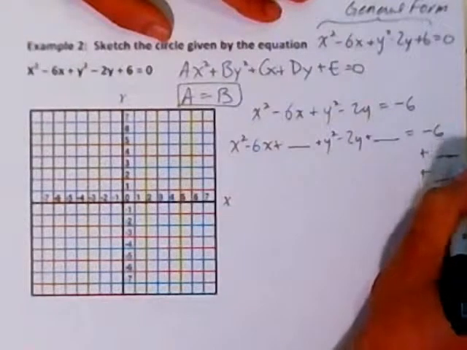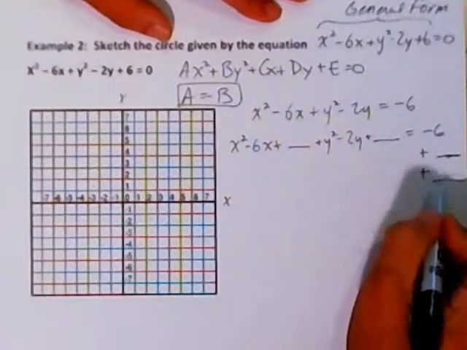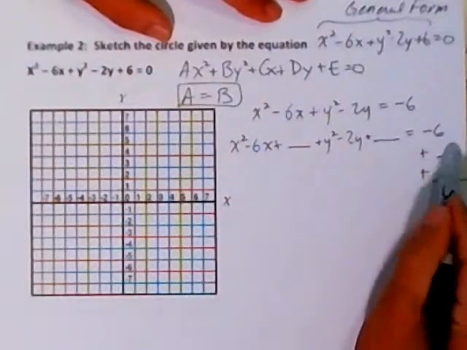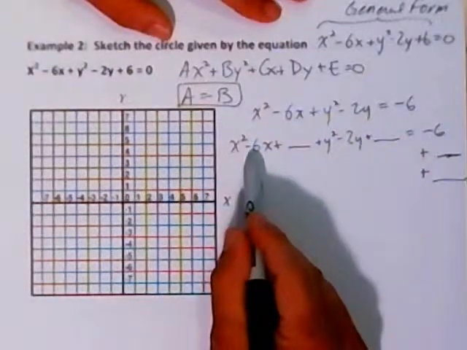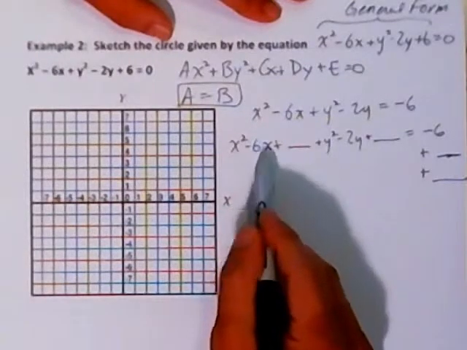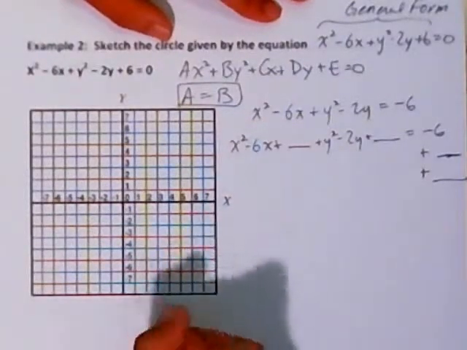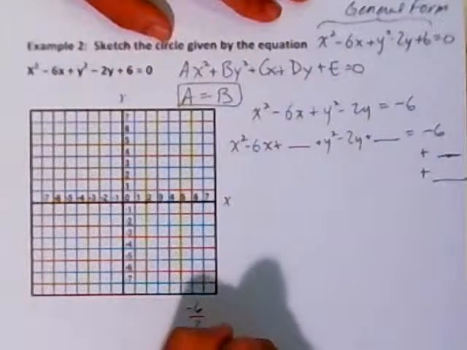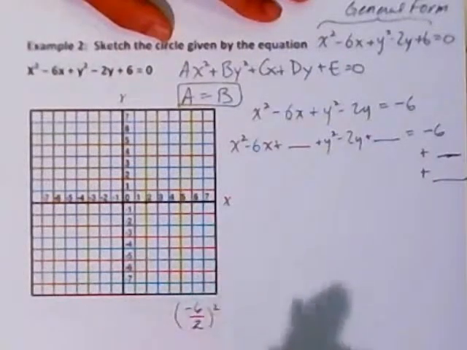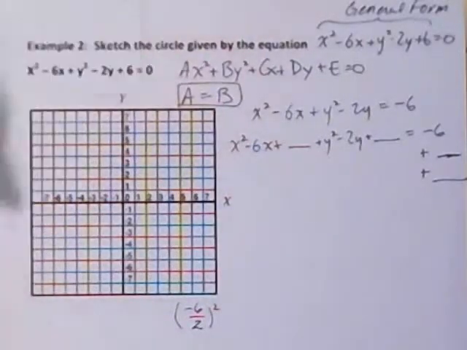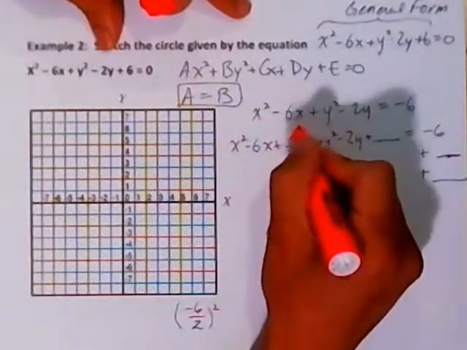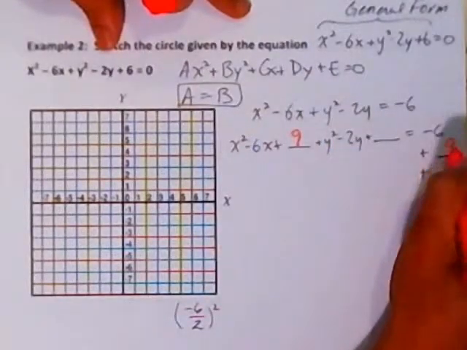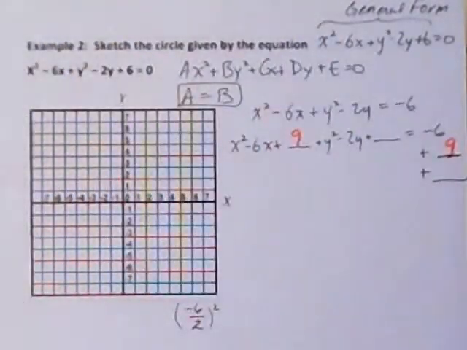I like, for my students, to write down plus something on the right side as well, so that they don't forget to add it to the right side and the left side. In this equation, you look at the linear term. You take the negative 6, always divide by 2, and then square it. I'm going to use a different color marker for this. So negative 6 divided by 2 is negative 3. Square it becomes plus 9. I'm going to have to add 9 to the right side as well.